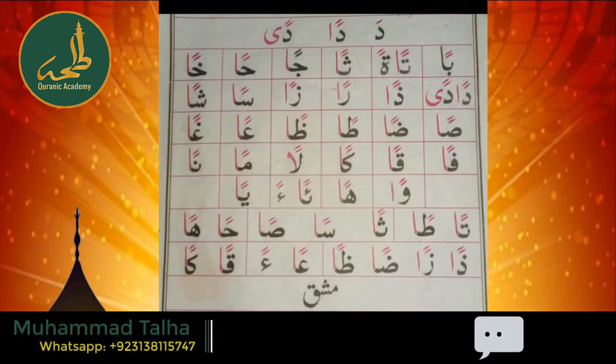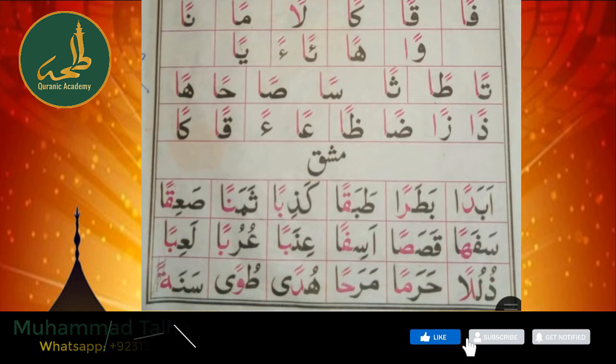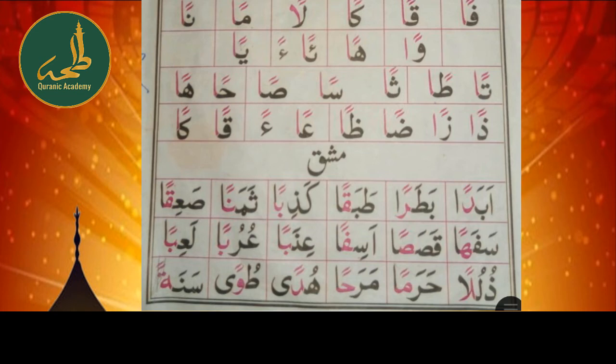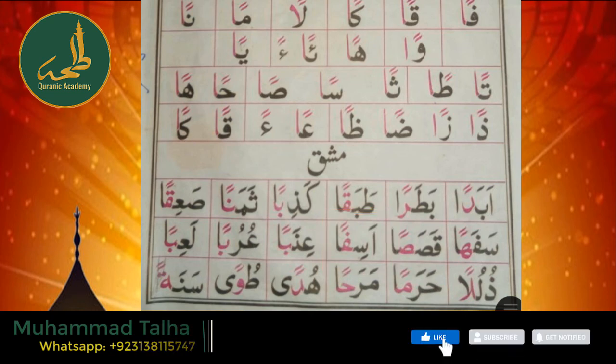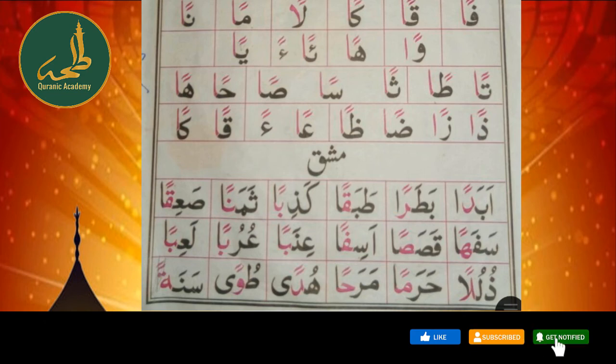Now we will practice all the stuff we learned so far. If I point out this one, this has a single zabar and double zabar both. And if I point out this one, this has a zabar, a zair and a do zabar. So we will practice it one by one.